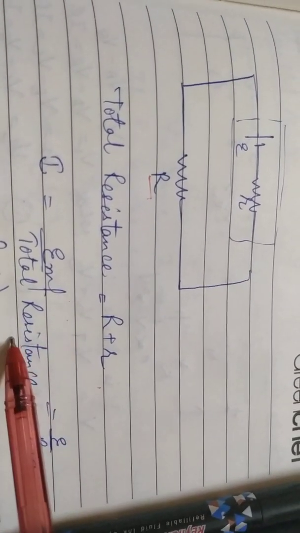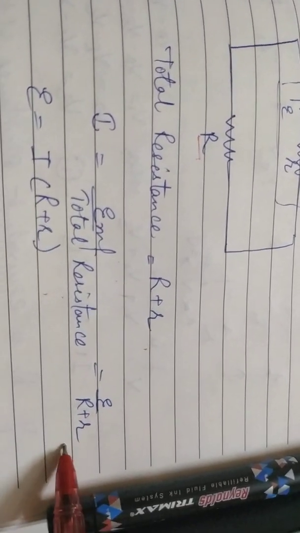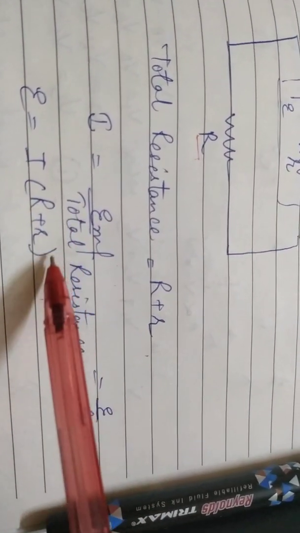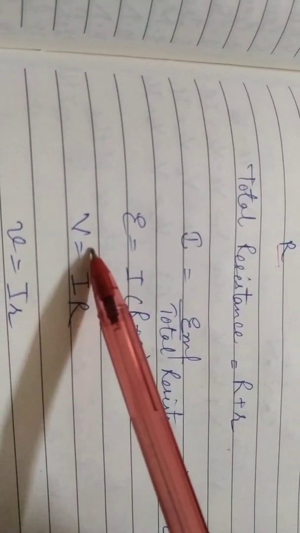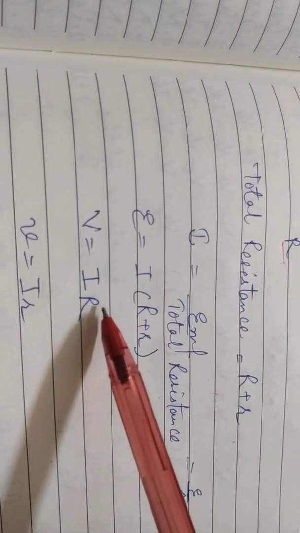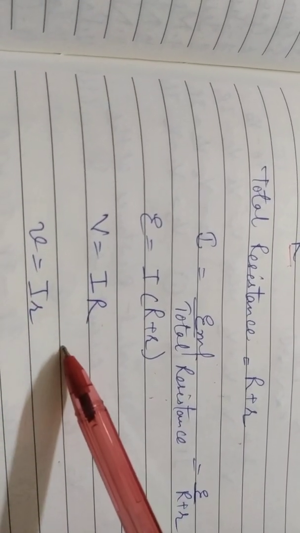This is my knowledge of Ohm's law. So I becomes E upon R plus r. This equation tells me EMF is I into R plus r. Now, similarly, Ohm's law tells us that terminal voltage, which depends upon the outer circuit only, will be equal to I into capital R. Voltage drop will be equal to I into small r.